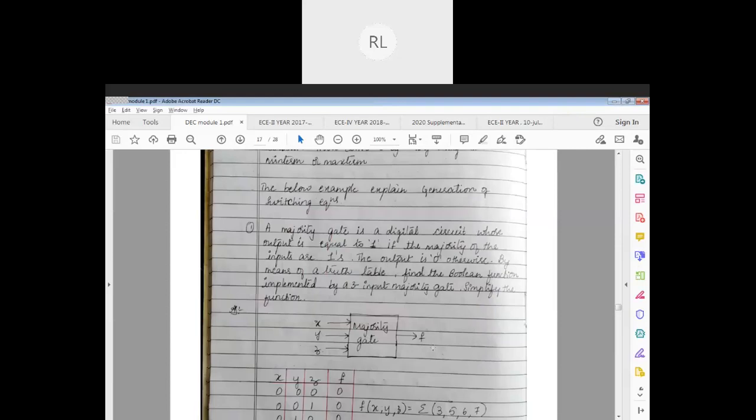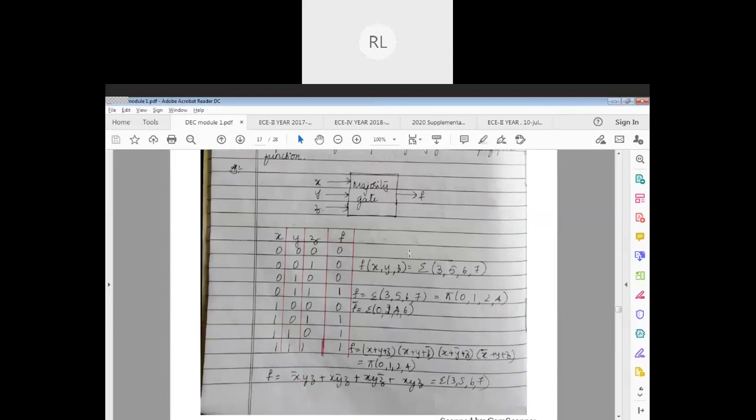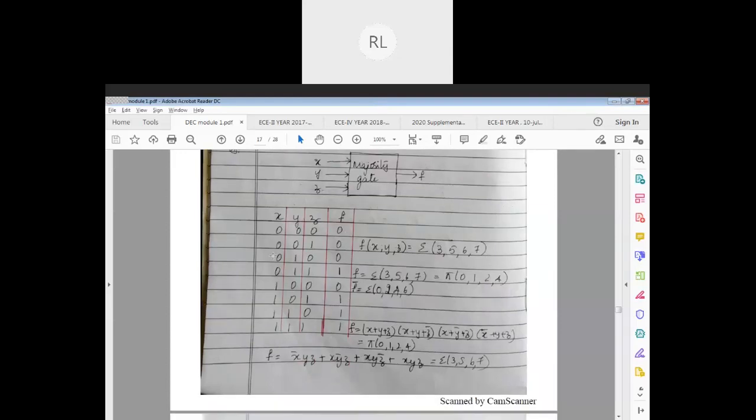I have to take the problem statement. In the problem statement, it tells me that the output, which means f, is high only if the ones are the majority. When will the ones be the majority? Let us take them one by one. Here, are there any ones? No. So I take it as 0. Here there are ones, but the majority is what? I have 2 zeros versus 1 one. So it's 0.